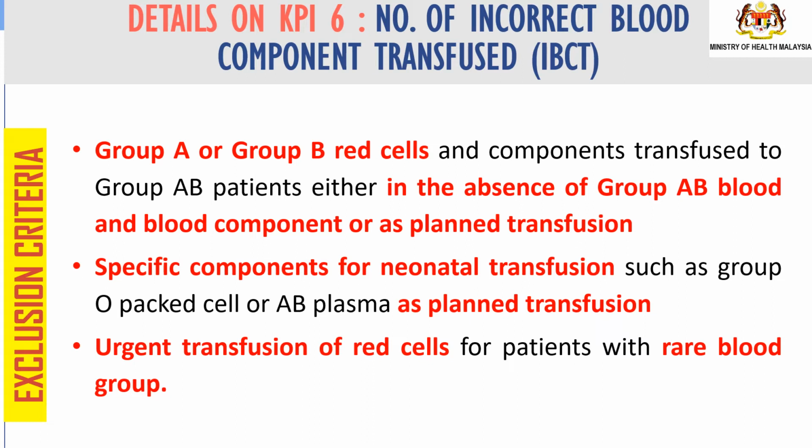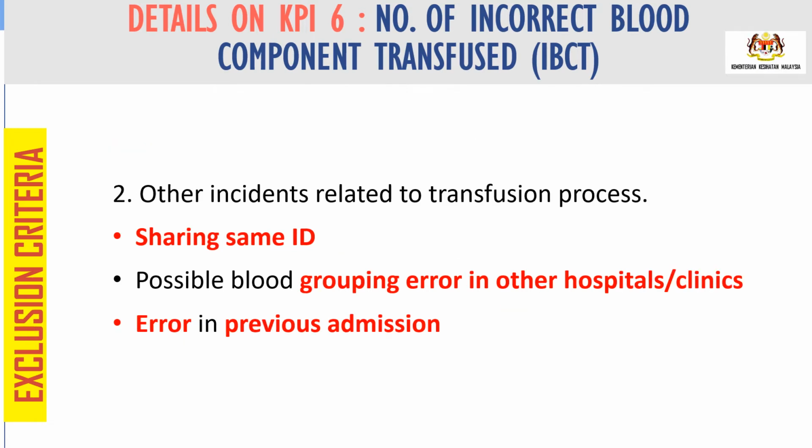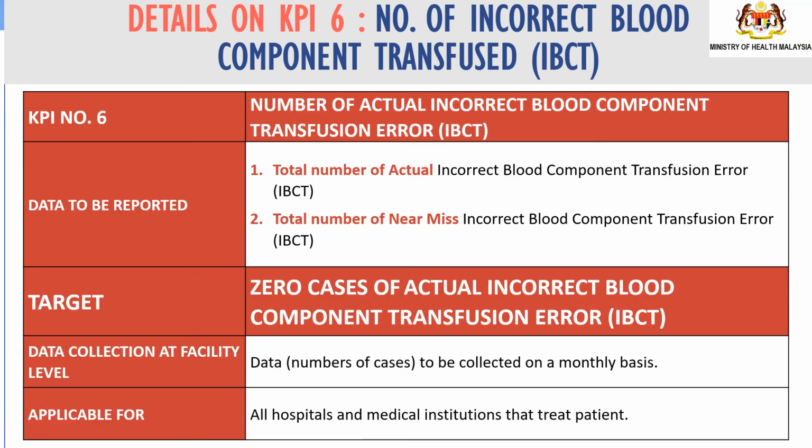as a planned transfusion, specific component for neonatal transfusion such as Group A packed cell or AB plasma as planned transfusion, urgent transfusion of red cell for patient with rare blood group. Other incidents that are excluded such as sharing the same ID, possible blood grouping error in another hospital or clinic, error in the previous admission.